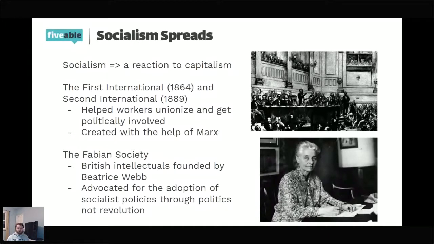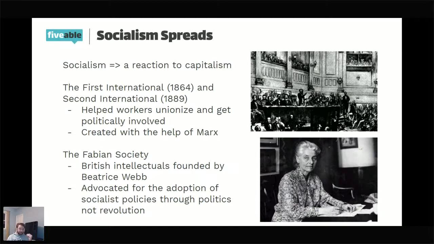So first we'll start with the First International and the Second International. The First International is actually created with the help of Karl Marx. So Marx is actively involved in attempting to spread communism. Not the Second International, though, only the First. But regardless, these were grand efforts to help workers unionize and get politically involved. We can think about them as big conventions attempting to get the workers involved. It was one step in several steps that moves us towards a more labor conscious society.